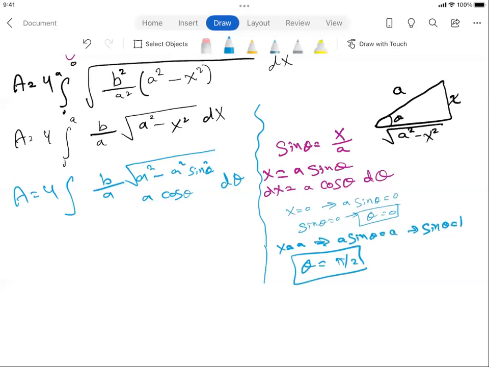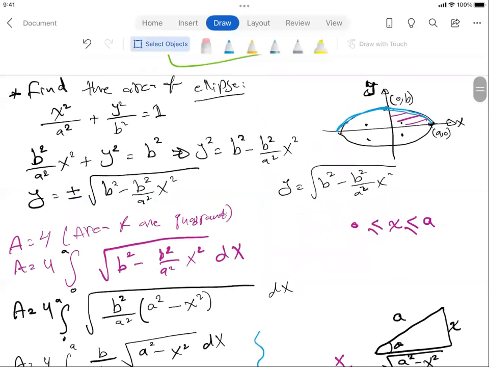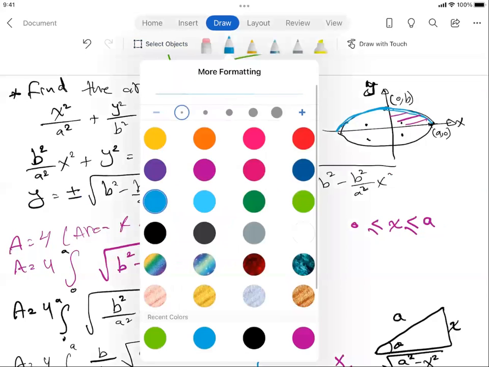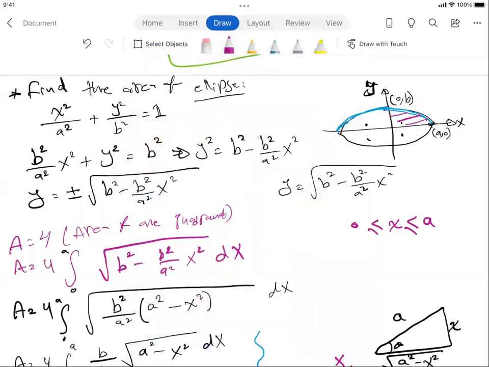And this makes sense. And here's why. We go back to the ellipse. The first quadrant, which is here, goes from a,0 all the way to 0,b, which is the first quadrant. So I go from angle 0 to pi over 2. So for that reason, this makes sense. I'm only looking at the first quadrant. Okay, going back to our problem.